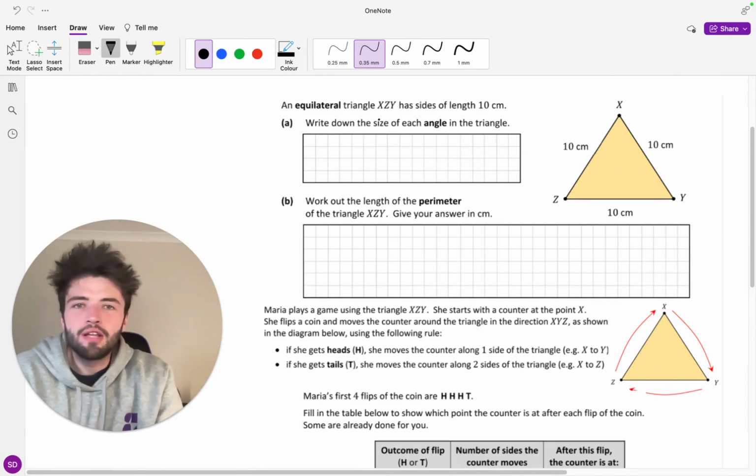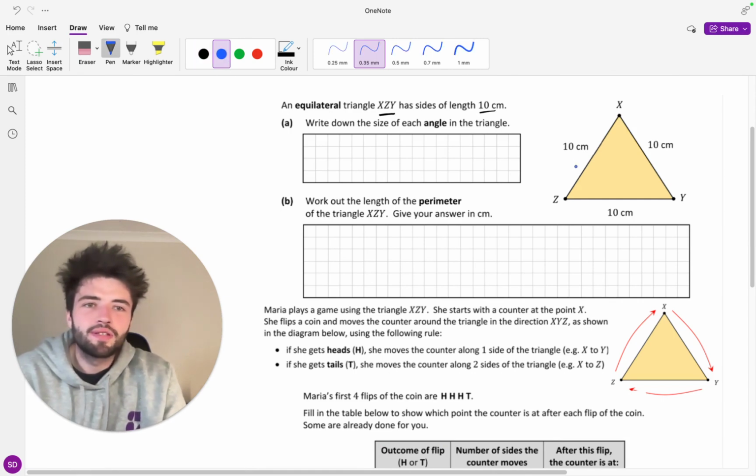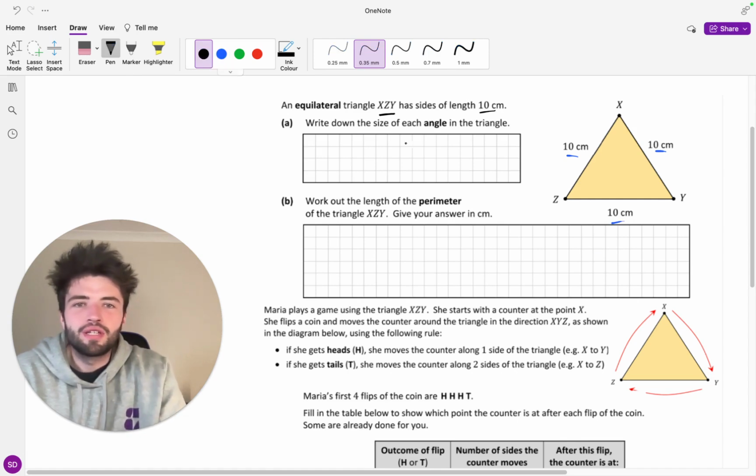So here we're told that an equilateral triangle XCY has side lengths of 10 centimeters, and they give us kind of a picture of this. So we can see a triangle here with 10 centimeters on every side, and so we're all good so far. And the first question is to write down the size of each angle in the triangle.